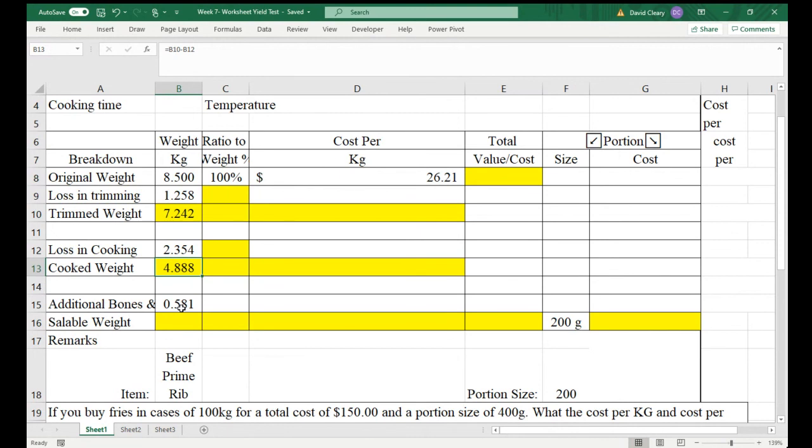This means that now that our prime rib has come out of the oven, it weighs that many kilograms. But let's say we forgot to take out a bone, so there's some additional bones and trim we have to take out of the prime rib. In this case, there's 0.581 kilograms. This means the total sellable weight of our prime rib, now that it's been cleaned, cooked, and cleaned again, is 4.307 kilograms. So it started off as 8.5, and it now weighs 4.307 kilograms. I'm going to stop sharing my screen and see if you have any questions.